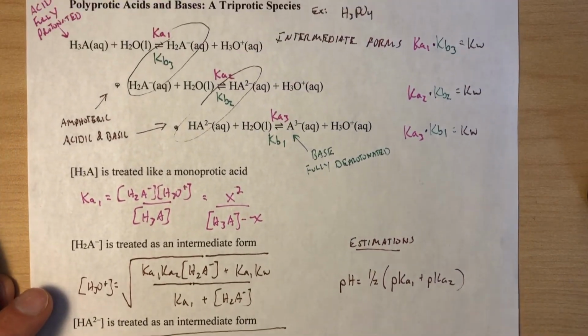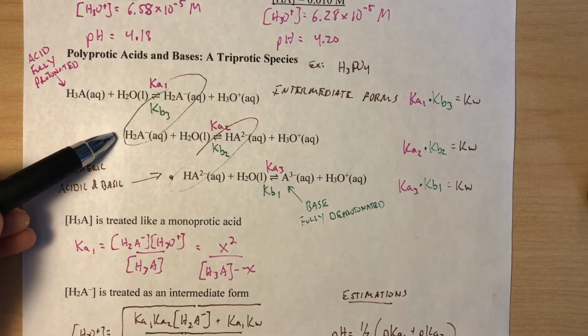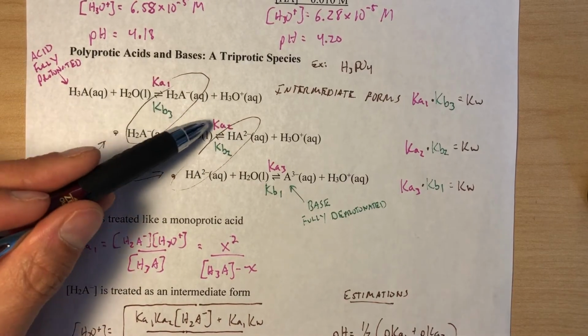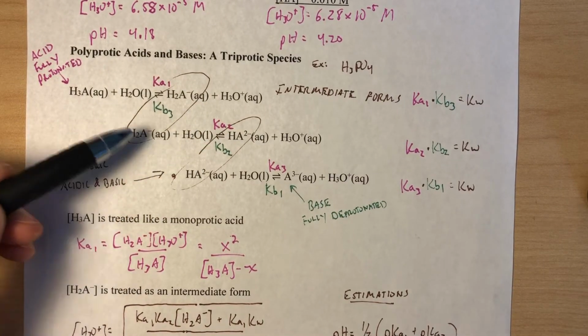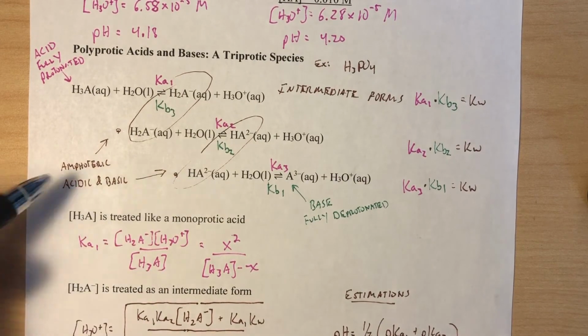So to go back up, we can see that H2A- is this intermediate form, which can be deprotonated or protonated. So the Ka2 and Ka1 are around this species. HA2- is between Ka2 and Ka3.